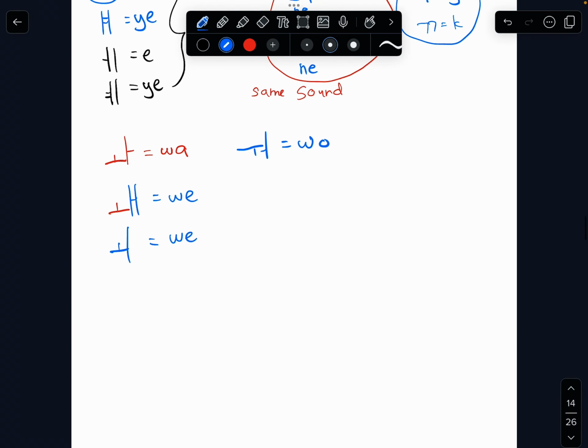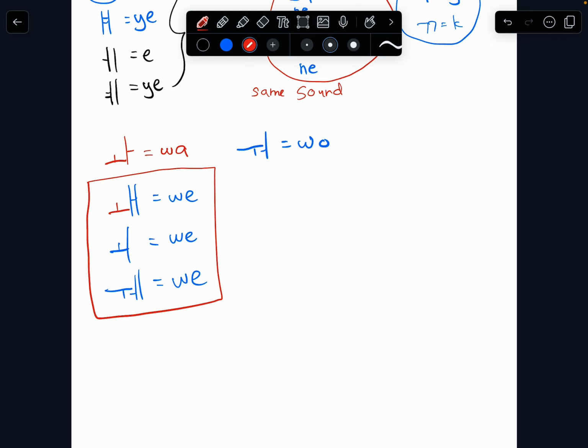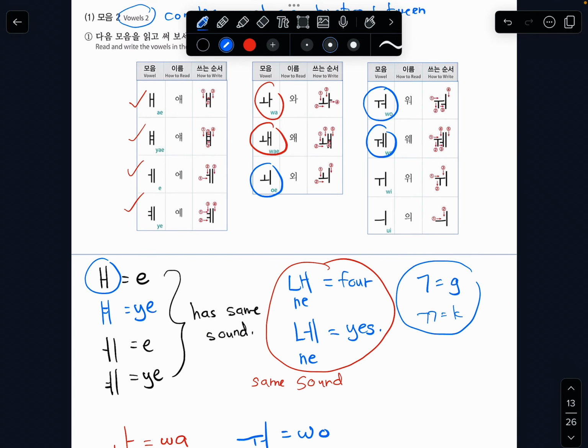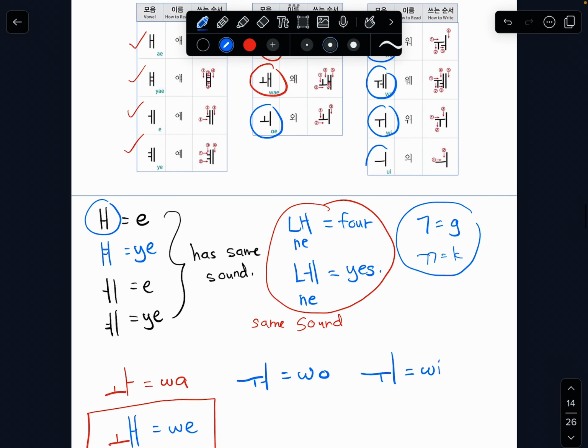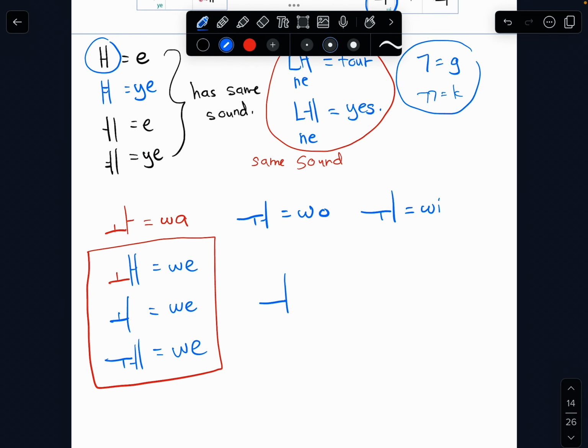U plus A, the sound will be we. So these three have the same sound, but the spelling is different. And then we have U, E, the sound is we. And then we have A, I, the sound is a. So this is the complex vowel.